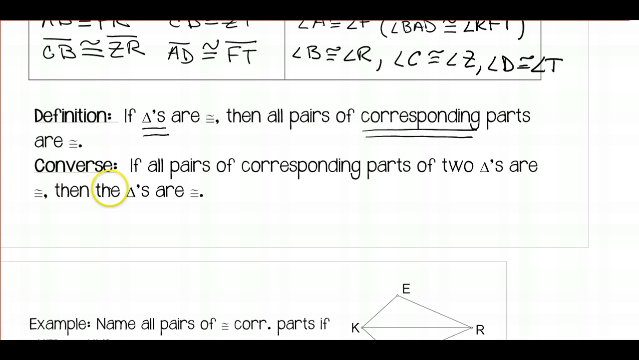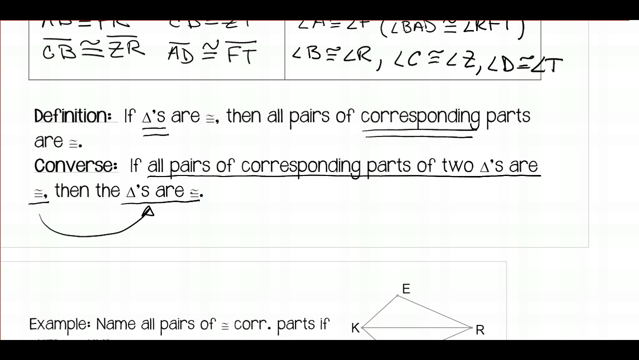Alright, and since this is a definition, we'll have a converse. You want to add these to your theorem sheet. If all pairs of corresponding parts of 2 triangles are congruent, then the triangles are congruent. So if we think ahead here, and we're trying to figure out how to get triangles congruent, this definition would seem to tell us that we need to get all pairs of corresponding parts of 2 triangles congruent. Then we would know that the triangles were congruent.